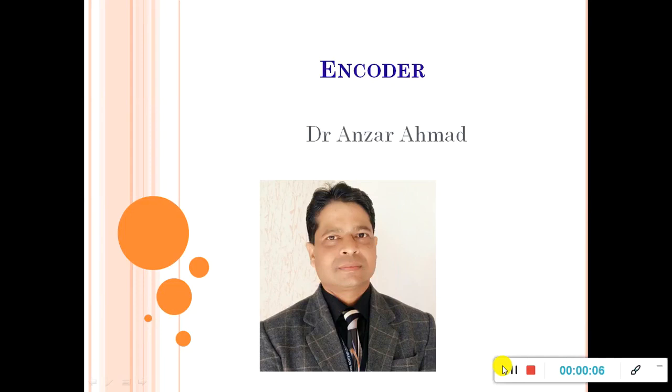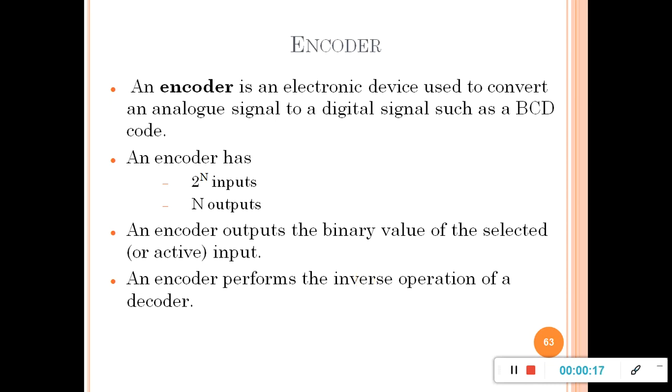Today we are going to talk about a new combinational circuit, which is called the encoder. So what is an encoder? Let us know. An encoder is an electronic device used to convert an analog signal to a digital signal, such as BCD code. An encoder has 2 to the power n inputs.